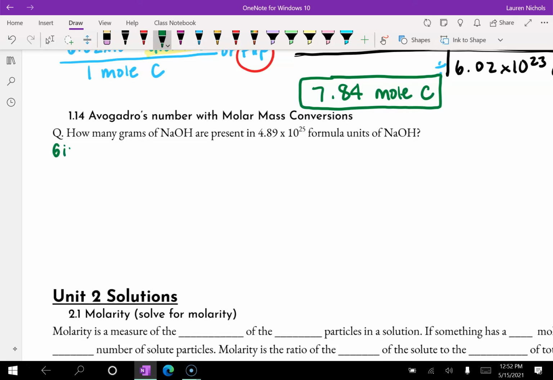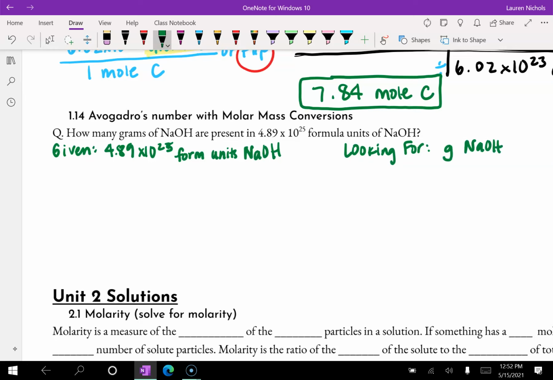So if, again, we're labeling what we're given and what we are looking for in this problem, we're given 4.89 times 10 to the 25 formula units, which I abbreviate as form units, that way it doesn't take up as much space, of sodium hydroxide. And we're looking for grams of sodium hydroxide.